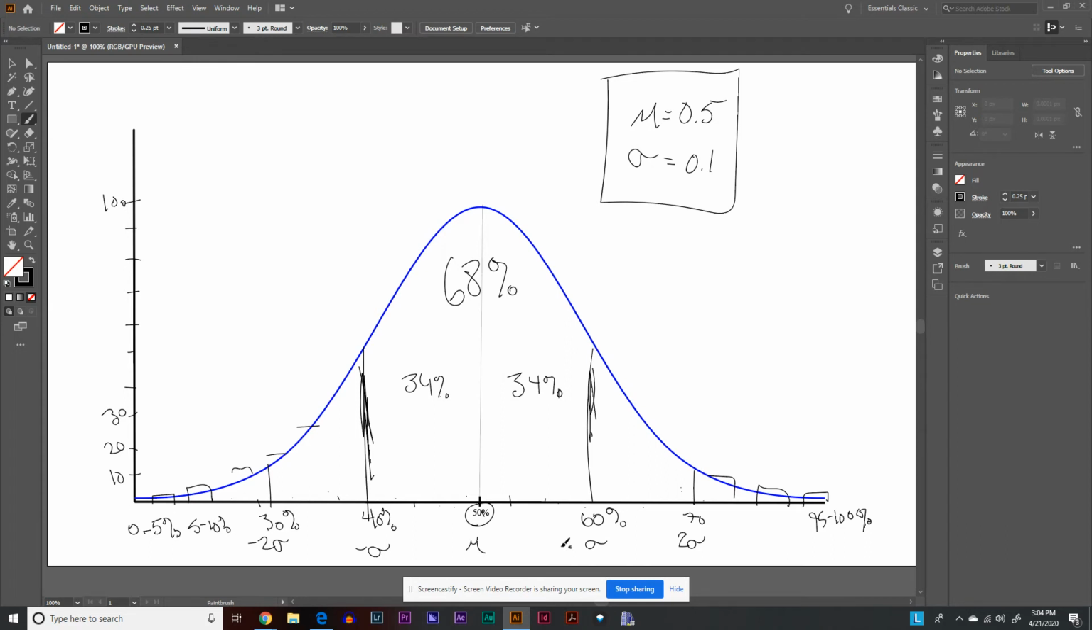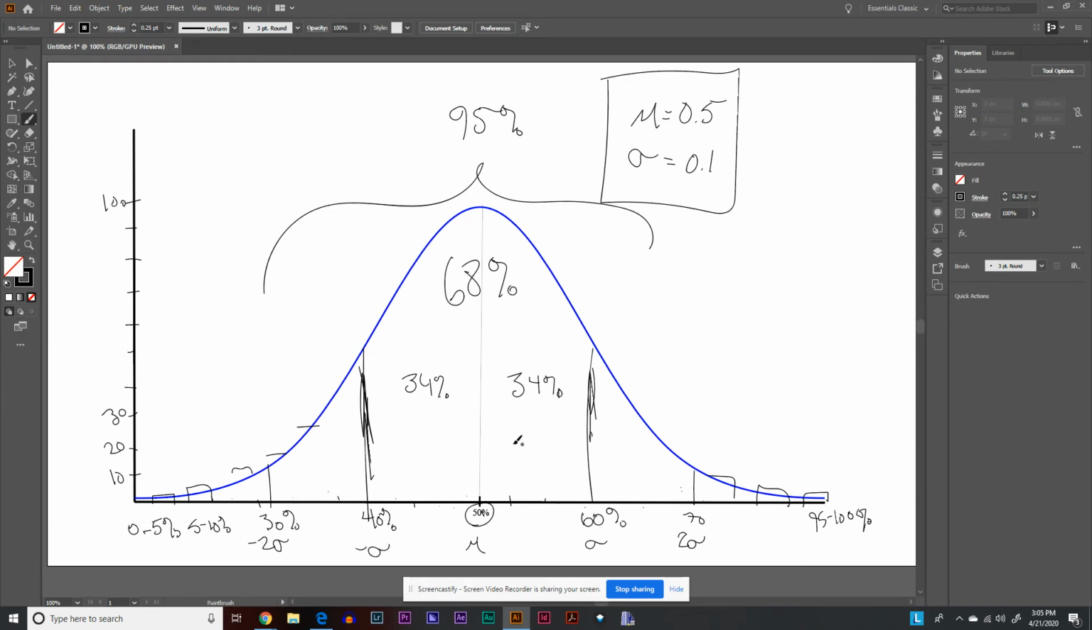We also know that between two standard deviations away in the negative direction from the mean, so 30%, all the way up to two standard deviations away in the positive direction, 70%, contains 95% of the data from the entire data set. So 95% is two standard deviations away. So from 30 to 70%. That means 95% of students on this particular exam must have scored between 30% and 70%, right?